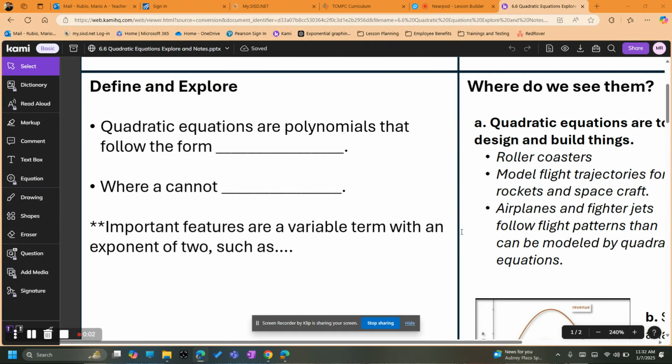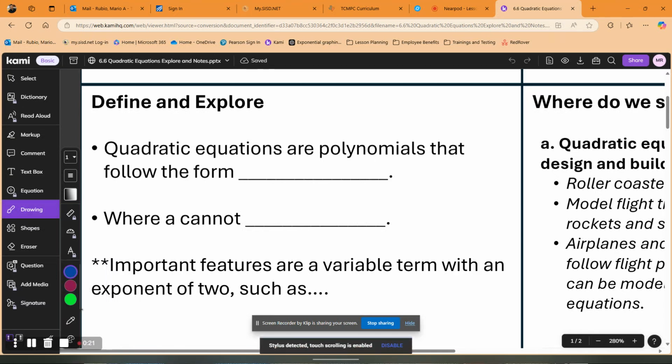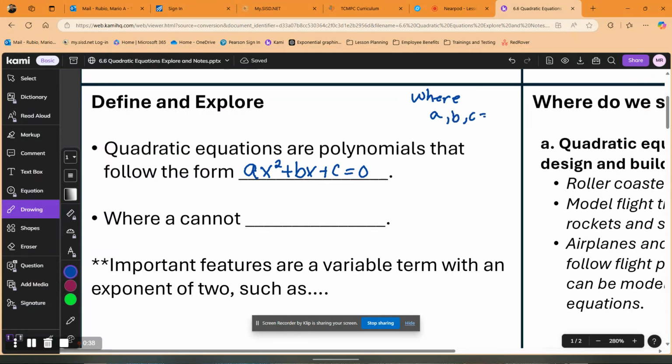All right, guys, on this next section, we're going to be looking to define and explore. I want you to write down these words in your worksheet. Quadratic equations are polynomials that follow the form. I typed these out here, but you're going to have to copy them on your own worksheet. Follow the form ax squared plus bx plus c equals 0, where a, b, and c are constants.